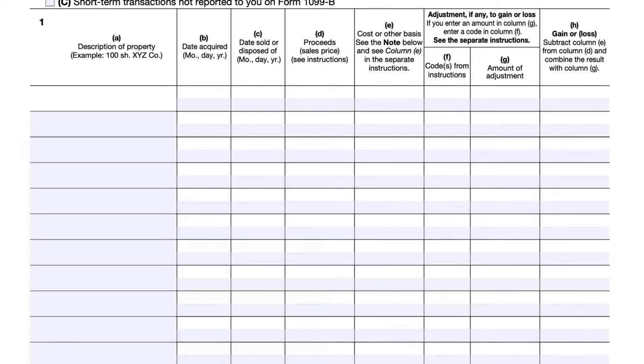If you inherited the property from someone who died in 2010 and the executor of the estate elected to file Form 8939, then you would enter INH 2010 in here next to the ticker symbol, although you might want to do it like that.